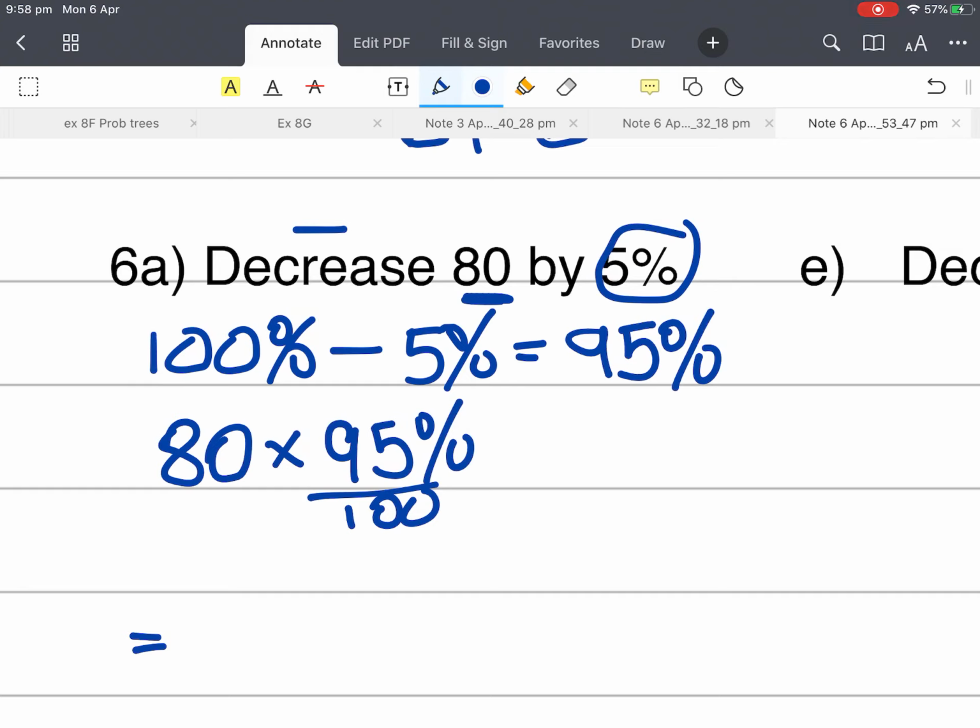So on my calculator, I'm going to go 80 times 95, fraction key 100, and that gives me 76. You'll notice that number is smaller than the number you started with, 80, and that's the way it should go. Okay, so if you're decreasing, you should end up with a number that's smaller than the number you started with. Then you know you've done it right.